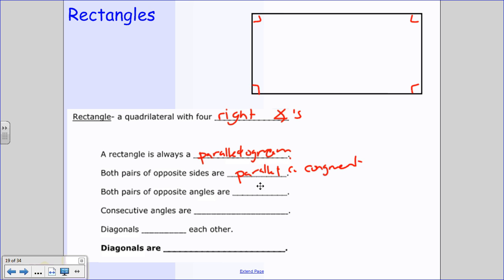Both pairs of opposite angles are congruent. Consecutive angles are supplementary. And the diagonals bisect each other. So what you'll notice is the rectangle still keeps all the parallelogram's properties intact. So everything that a parallelogram was, so is a rectangle, with the addition of 4 right angles and this new fact that the diagonals are congruent.